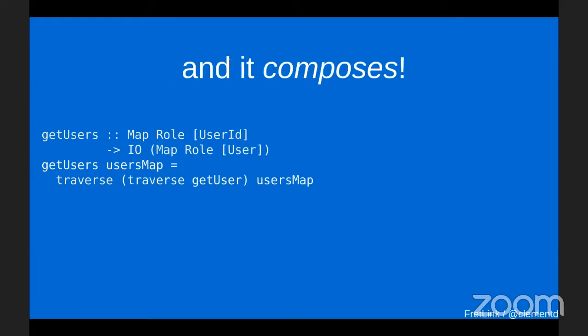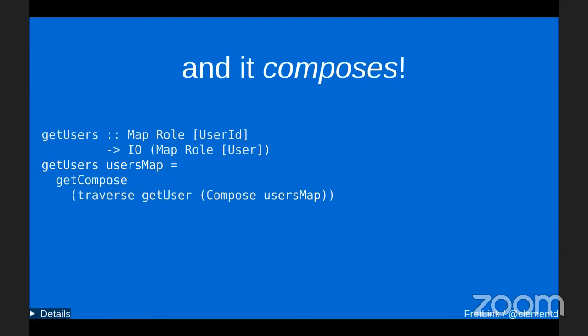And even better than that, it composes. Here I don't take just a map of role to user IDs, I take a map of role to lists of user IDs. And I want to traverse both. I want to traverse the inner list and the outer map. And I can call traverse twice and it will work. And it will work this way for any iterable. It's not tied to lists or maps. It's just one traversable inside another one. And actually I can say that exactly to the compiler. Here I'm using a wrapper called compose, and it has no cost at runtime. It's just a marker saying to the compiler, I want to traverse both the map and the array at the same time.